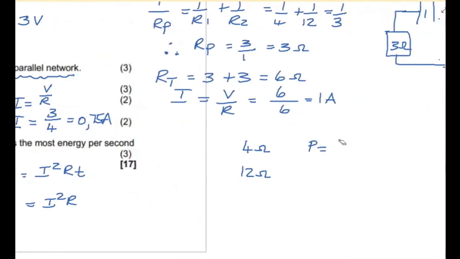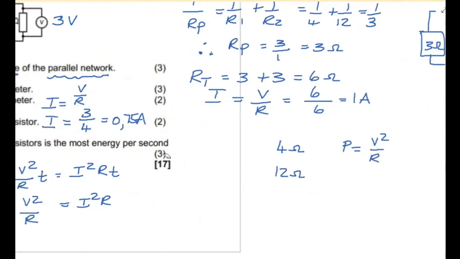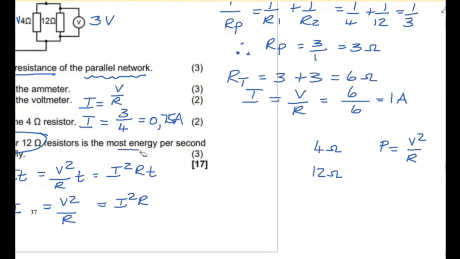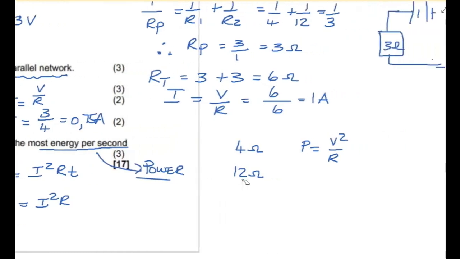So if I use P is V squared over R, why am I using P and not W? Because they're saying energy per second. So remember, energy per second, they're actually asking me about power. Just be very careful. If they say the most energy, it's not going to change your answer, but just be careful. They're actually wanting you to find power.